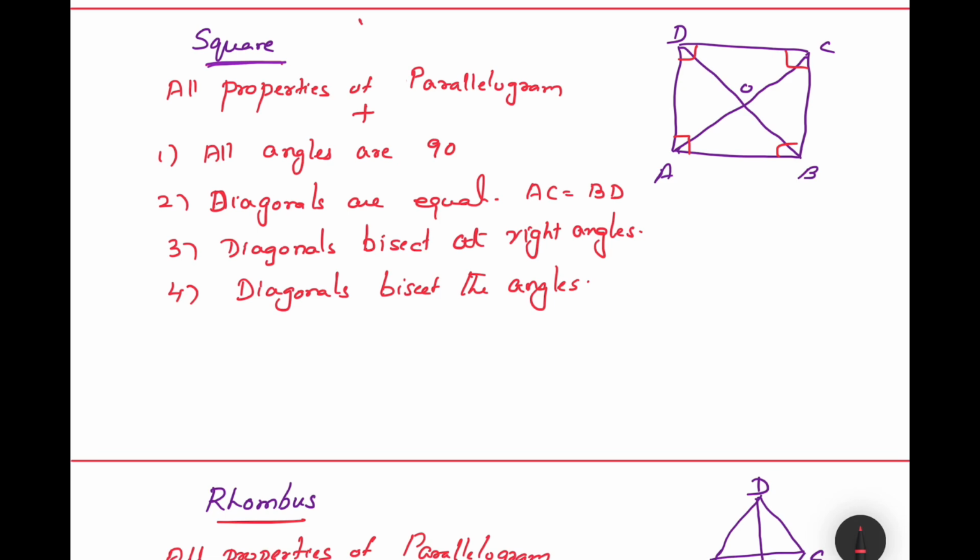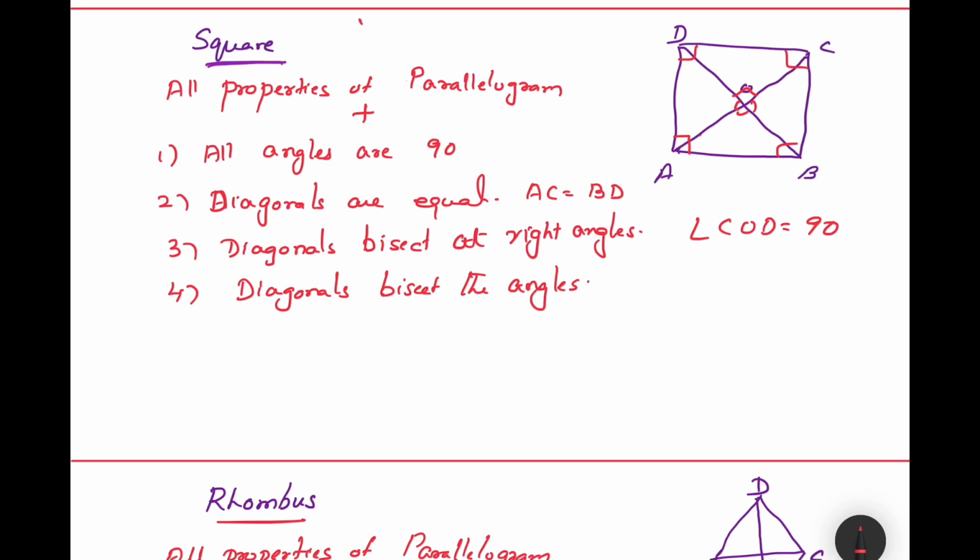Then diagonals bisect at right angles. So, this angle COD is equal to 90. If this is 90, all these angles will be 90 degrees, and diagonals bisect the angle. That is another important property here.